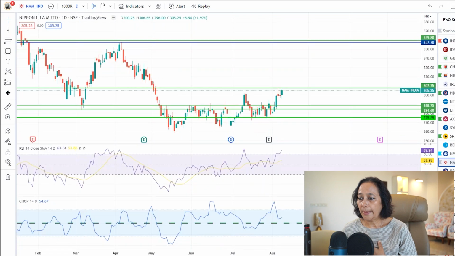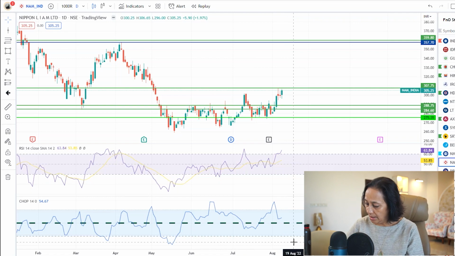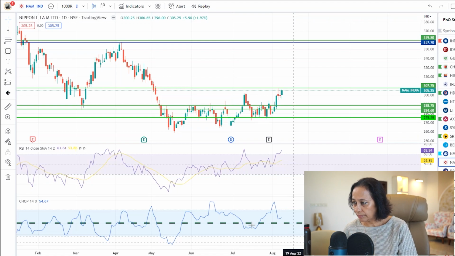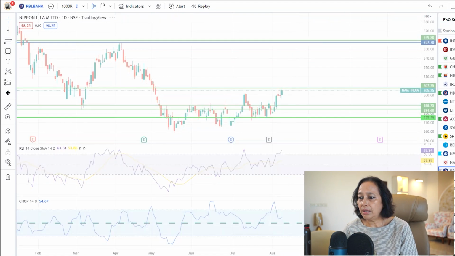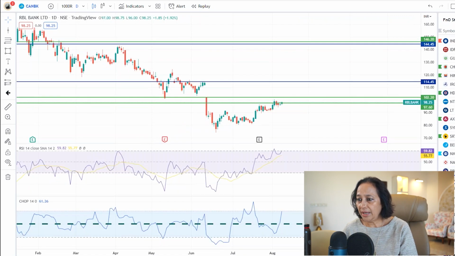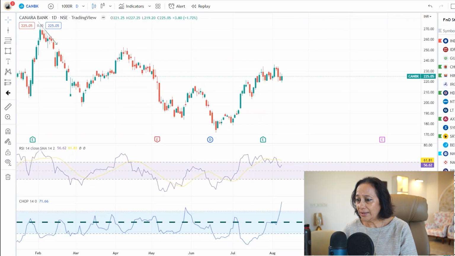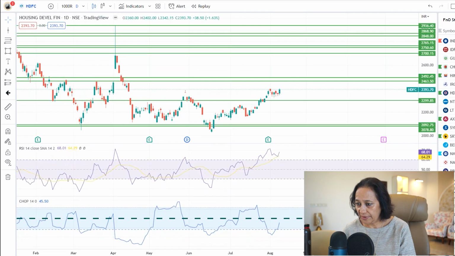NAM India, see RSI has gone above, but choppiness has to be below 50. So I'm going to still write it. Then RBL Bank, no. KaVE, no. Why? The simple fact that choppiness is not below 50, right?